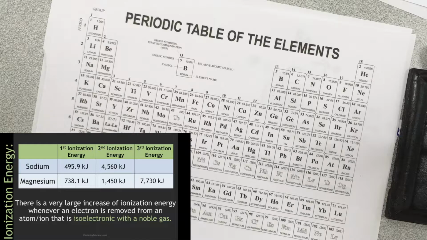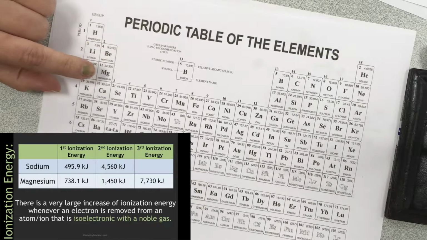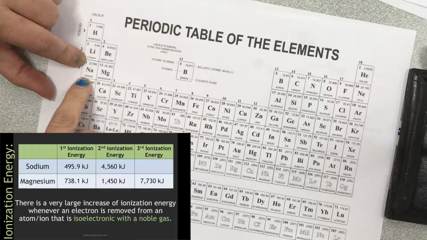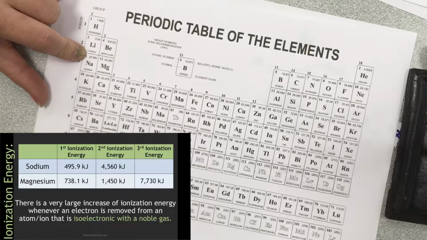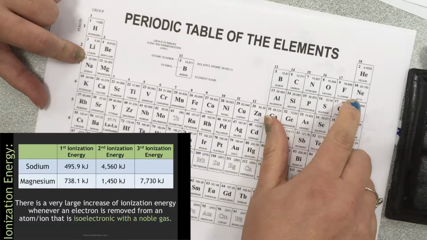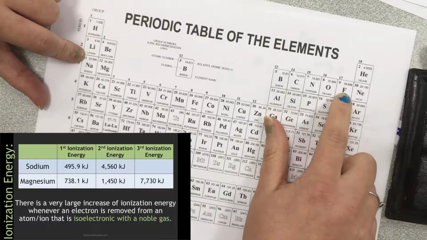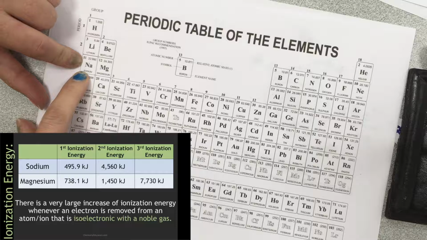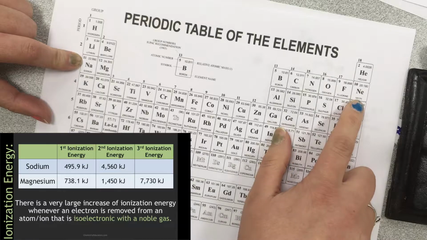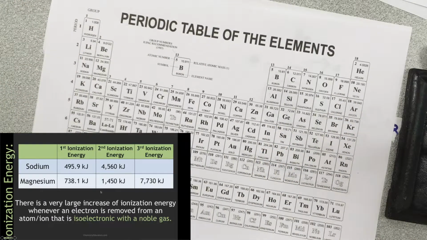Magnesium does the same thing, except its big jump is the third ionization energy. So if you see magnesium here, if you take one electron off, it becomes isoelectronic with sodium. So it takes some energy to come off, but not necessarily as much as it did with sodium when you took off the electron while it was isoelectronic with neon. Now it's isoelectronic with sodium, so we take another electron off, and it becomes like neon. So that's why it didn't make a huge jump from 738 kilojoules to 1400 kilojoules. That's not that big of a jump.